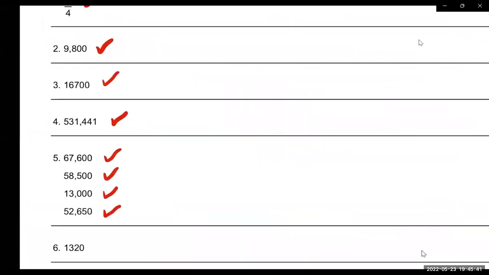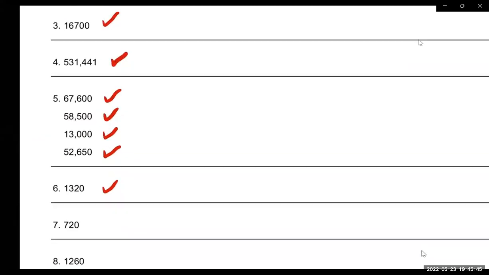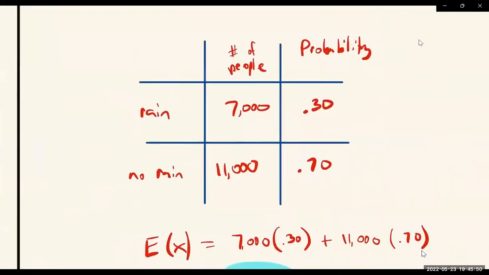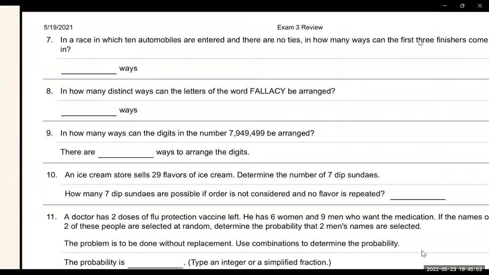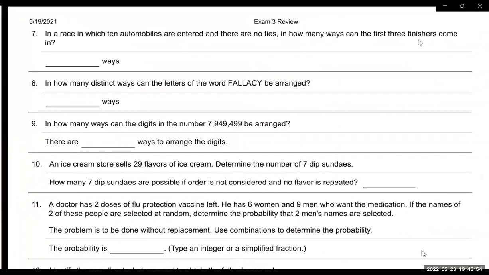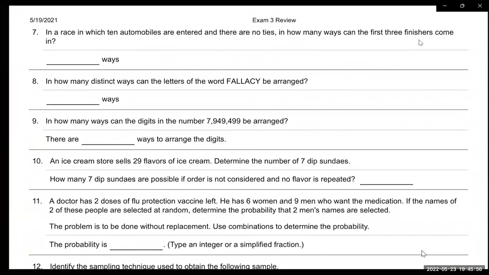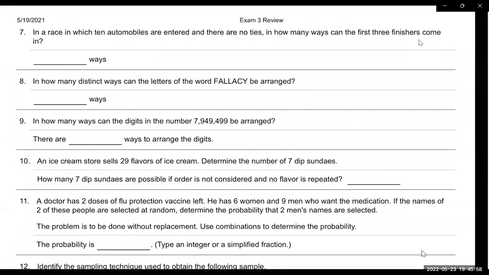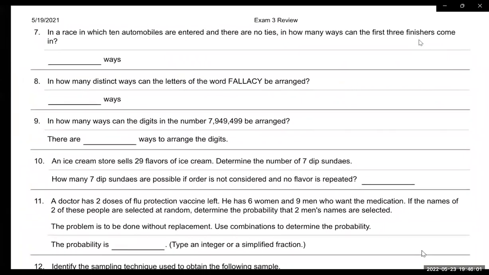So let's check our answer. And it is right. All right, let's keep going. All right, number 7. In a race in which 10 automobiles are entered and there are no ties, in how many ways can the first three finishers come in? So the first three finishers, you just write 1, 2, 3. So we'll call this first place, second place, third place.